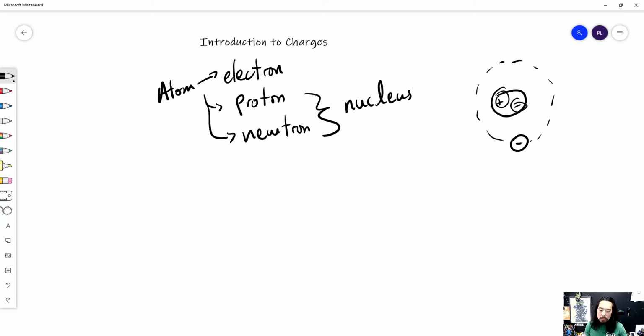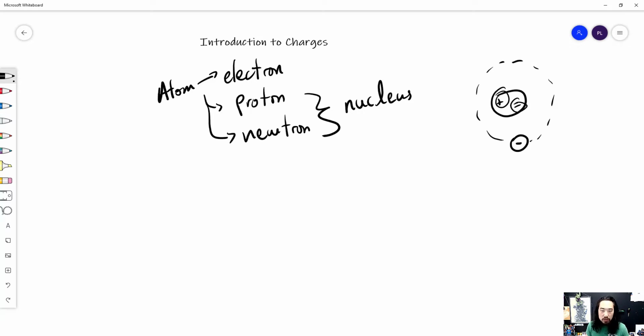Now, something that you do need to know: the protons held within the nucleus are held together by this thing called the strong nuclear force. The electron is whirling around the nucleus, in this area called the electron cloud. Okay, all right. Now, this is what we need to know. Let's add to this knowledge.